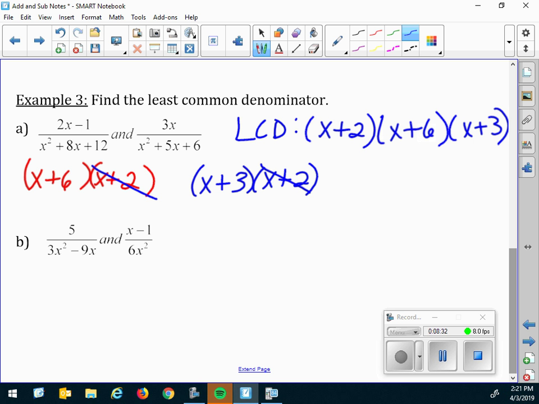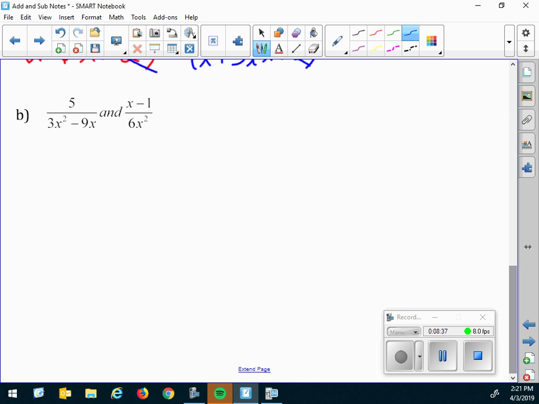Okay. Let's try B. All right, let's look at B. Will the first denominator factor? How? Good. 3x times x minus 3. Now, will the second denominator factor? No. Now, here's the deal. I'm going to factor it in a weird way. You wouldn't do this doing algebra, but I'm going to factor it this way. 6 is 2 times 3.